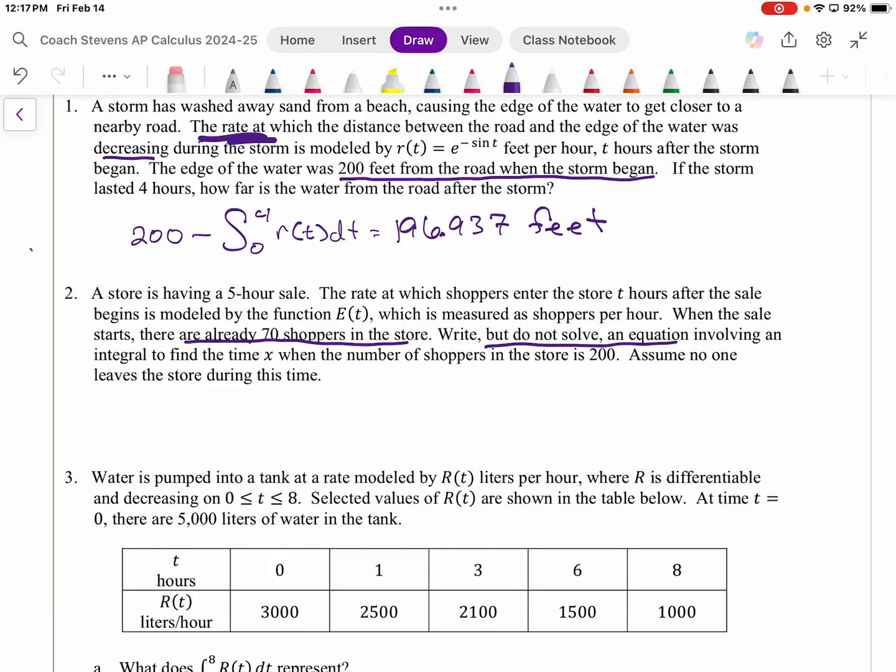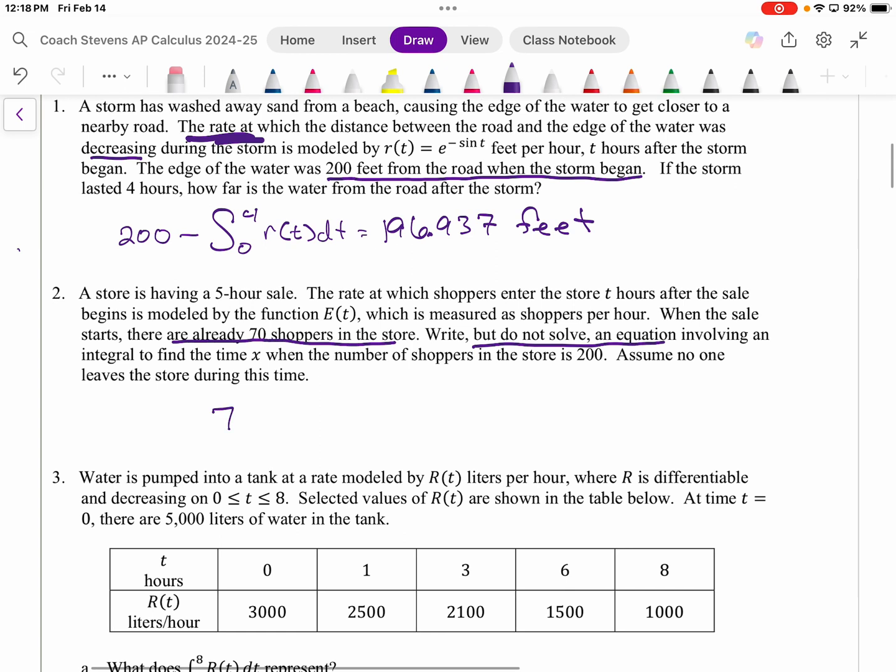Okay, so this is great. This is like a perfect multiple choice question on the AP exam. And it could be on a subpart of a free response. If they gave us what E of t was as an equation, then we could actually solve for what time it was to be that. But right now all we can do is we started off with 70. Here we go. 70 plus, they were entering the store from 0 to 4 hours, E of t dt. And I want to figure out when does that equal 200.